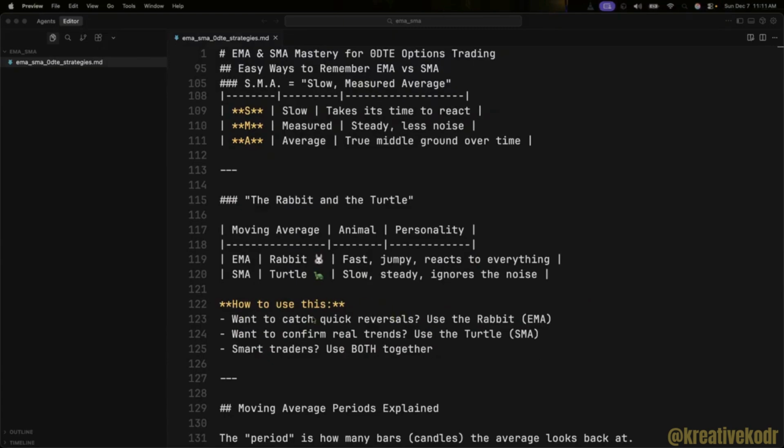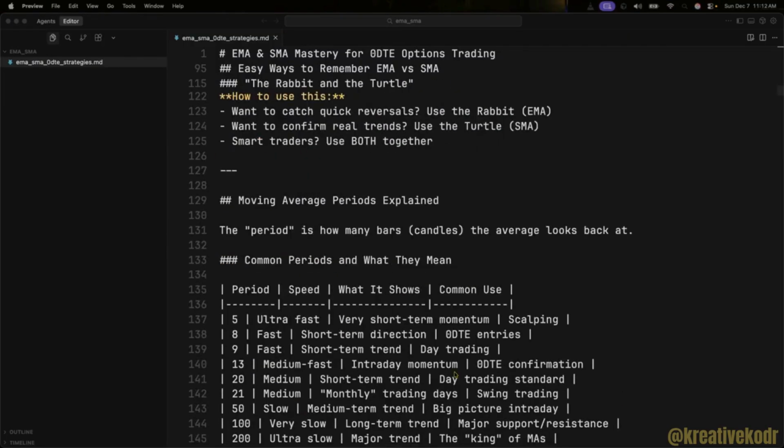How to use this? When you want to catch a quick reversal, you want to use the EMA, or the rabbit. And when we want to confirm we have a real trend, we use the turtle, the SMA. Smart traders use them both together, right?